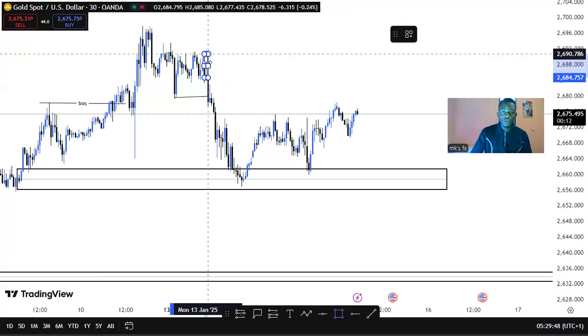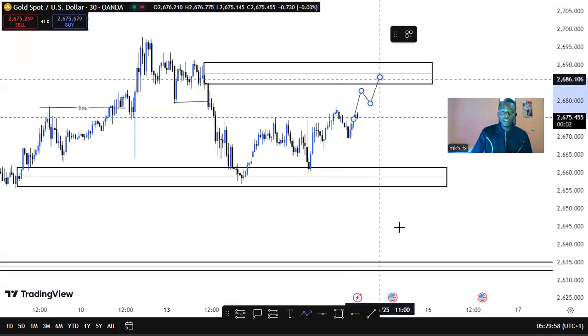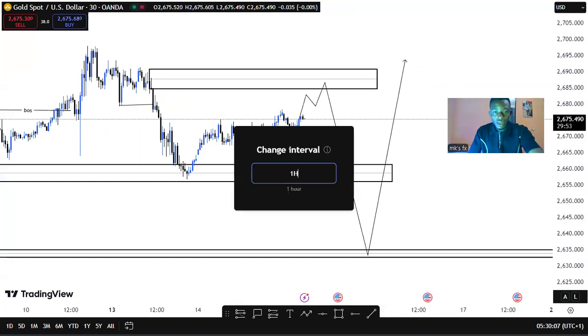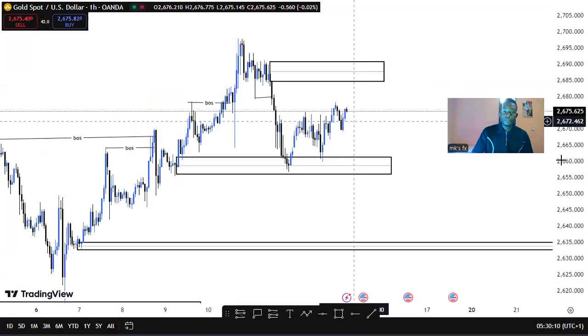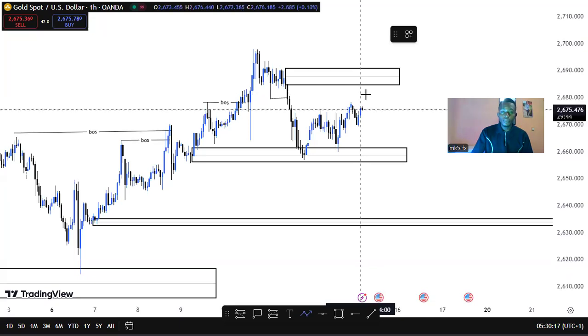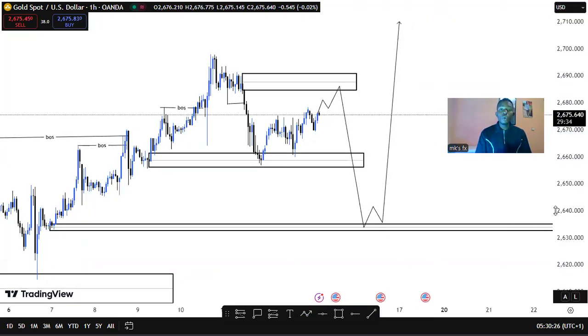Where is the origin? We can see the origin of this change of character. So what are we expecting? We are expecting price to come, so we had on the 4-hour time frame, before hitting something of this sort. Let me go to the 1-hour time frame so you can see it clearly. On the 1-hour time frame, you can see we are expecting a drop here before we can continue with our buys to the upside.